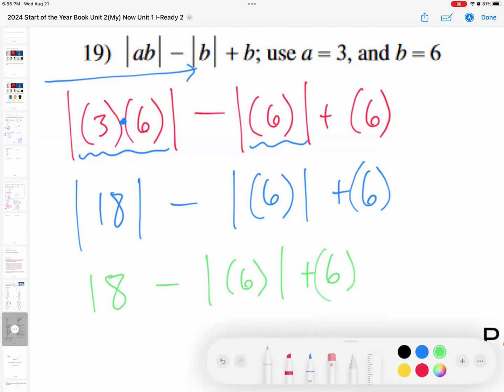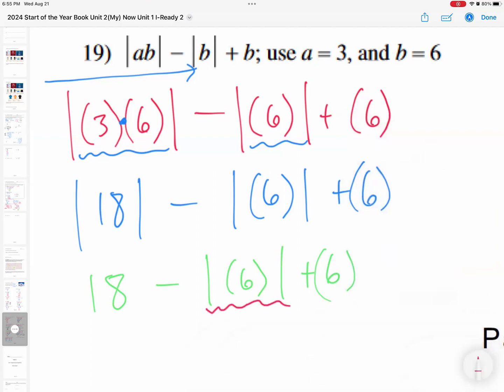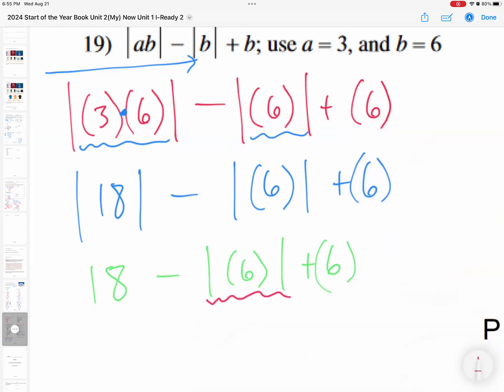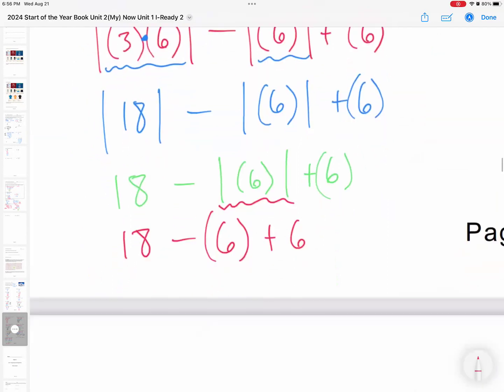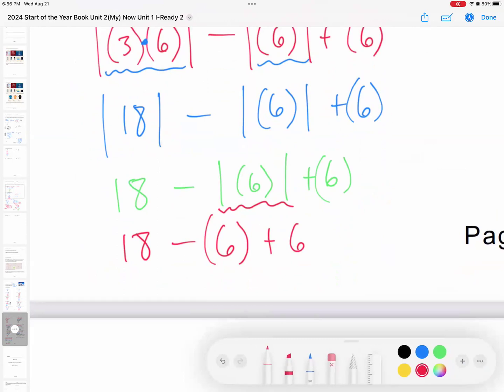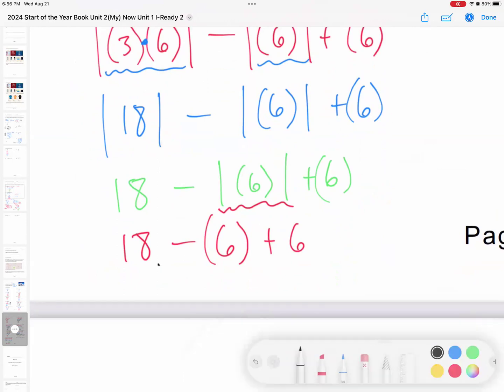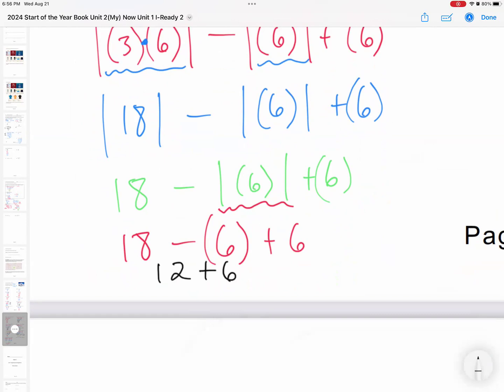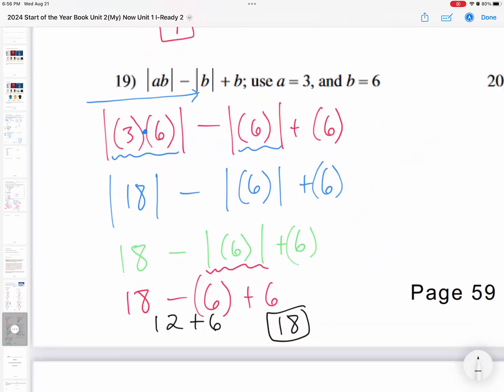And then now we have this next grouping that we're looking at, this absolute value right here. So 18 minus absolute value of 6 is just still 6. And then 18 minus 6 plus 6, really we're just adding and subtracting from left to right at this point. So that would be 12 plus 6. So eventually back to 18 in the end. So for number 19, you should have gotten 18.